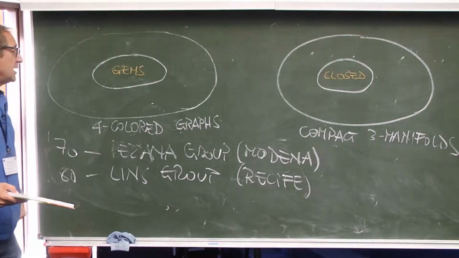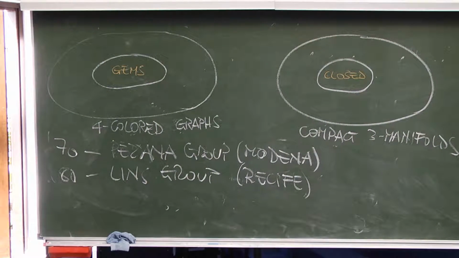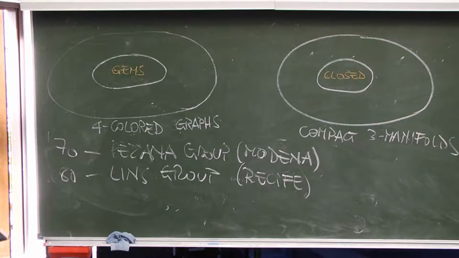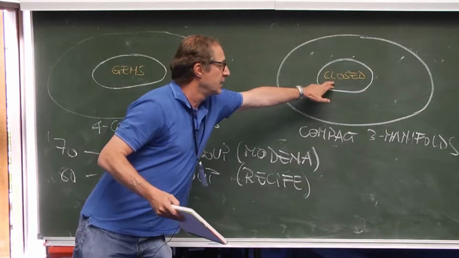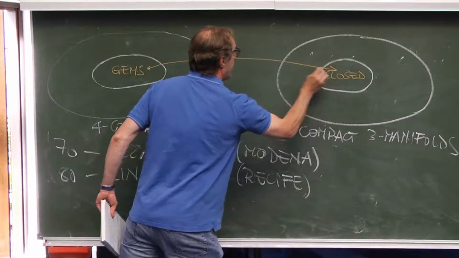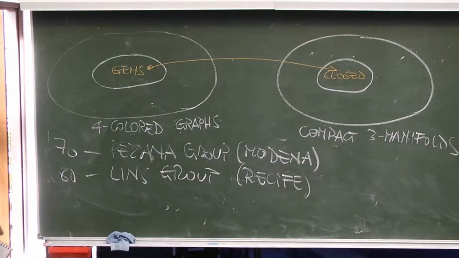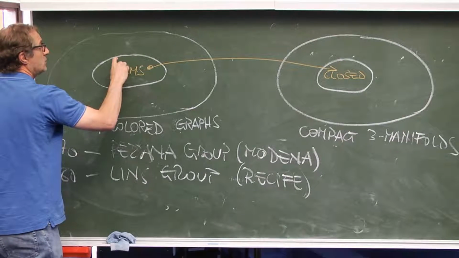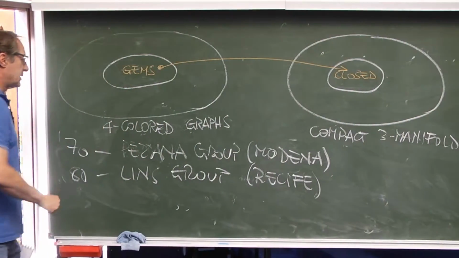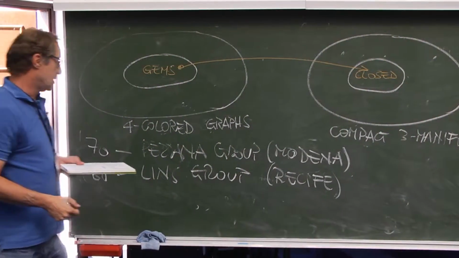Lins called them gems. In some sense, a four-colored graph is a gem if a combinatorial relation is satisfied. The combinatorial relation means that the Euler characteristic of the resulting complex is zero, so it gives a closed 3-manifold. So they gave, independently and with dual constructions, a way to construct closed 3-manifolds from particular four-colored graphs called gems.